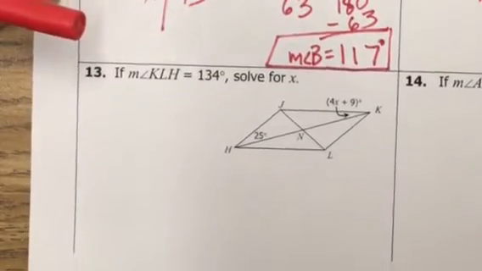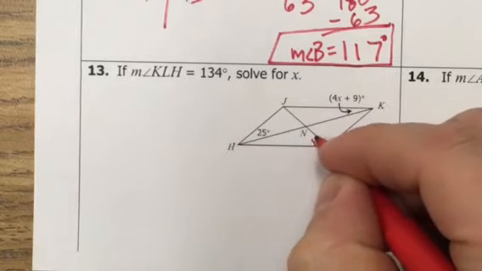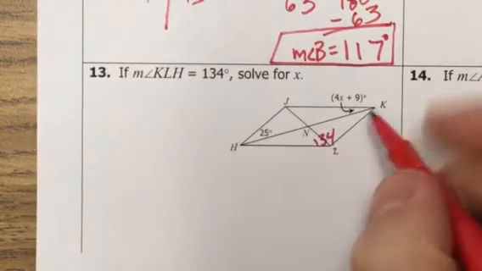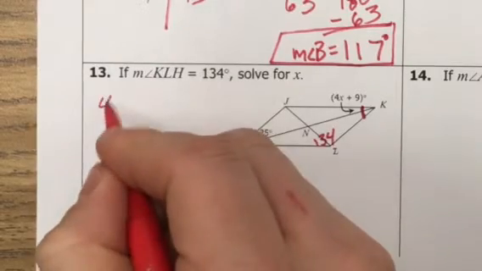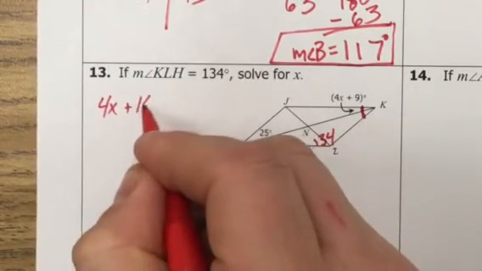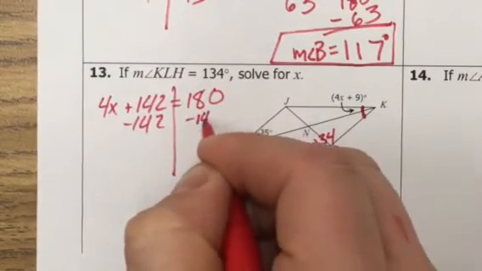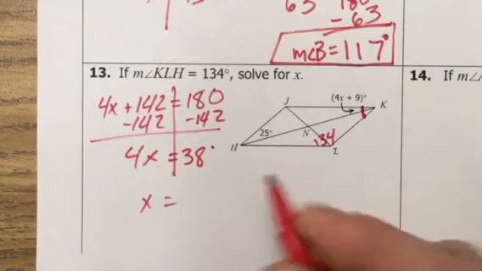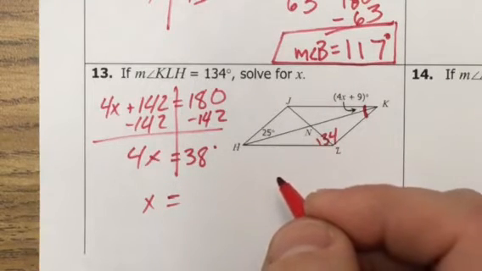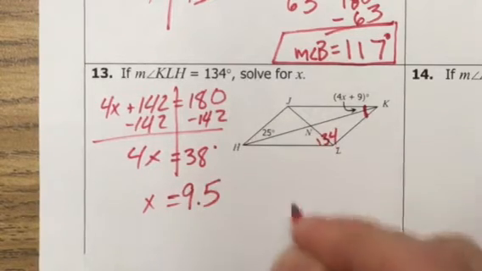Looking down at number 13. Okay. If angle KLH is 134, this whole angle is 134, solve for x. Well, I know that consecutive angles are supplementary, so I'd say 4x plus 142 equals 180, minus 142. 4x would be 38 degrees, or x would be 9.5.